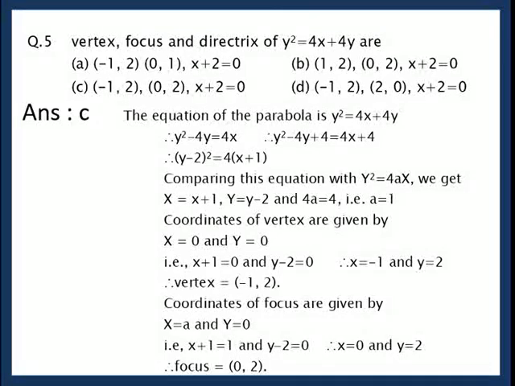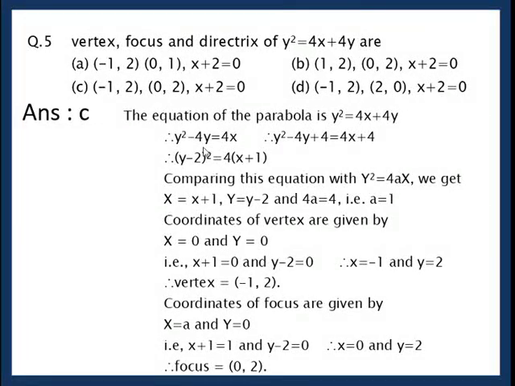Now read the sum. Vertex, focus and directrix of y square equal to 4x plus 4y are. Clearly this parabola is not standard parabola. So we have to reduce the equation in standard form. See how this can be done. Actually, I have given detailed solution, but in CET you hardly get 108 seconds, you know that. So you need not write all this comparing and so on. But here for the sake of convenience, I have given detailed solution.